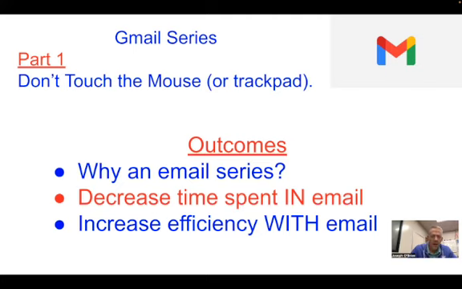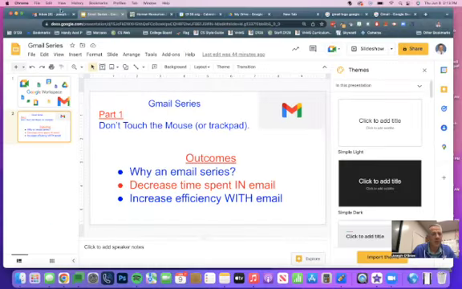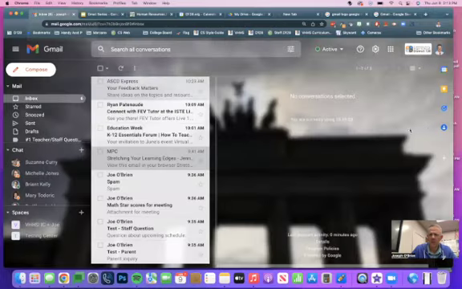So I touched in my opening on why an email series. That's one of the outcomes of this. And then another outcome is to try to decrease the amount of time that you are spending in email and increase your efficiency with email. So let's jump into it. I'm going to get out of this presentation and I'm going to jump over to my email.